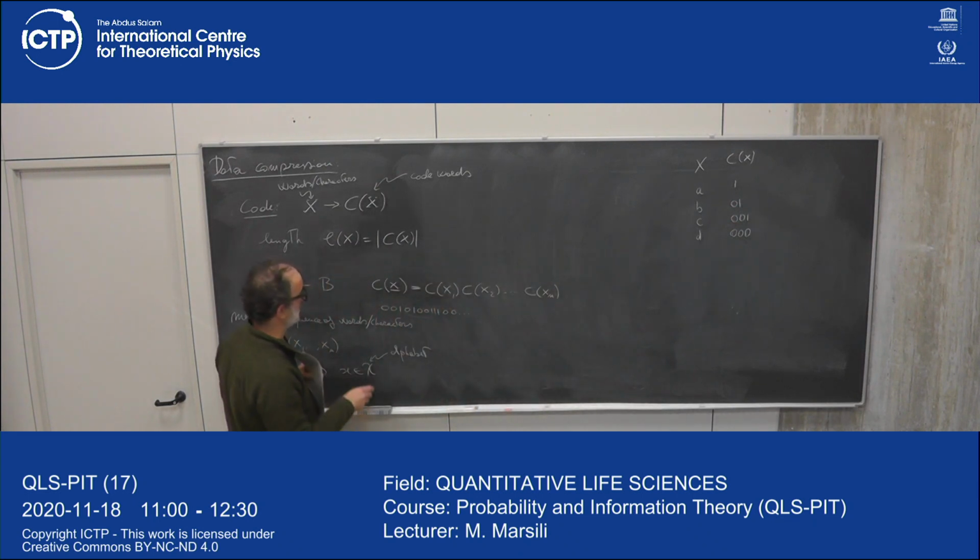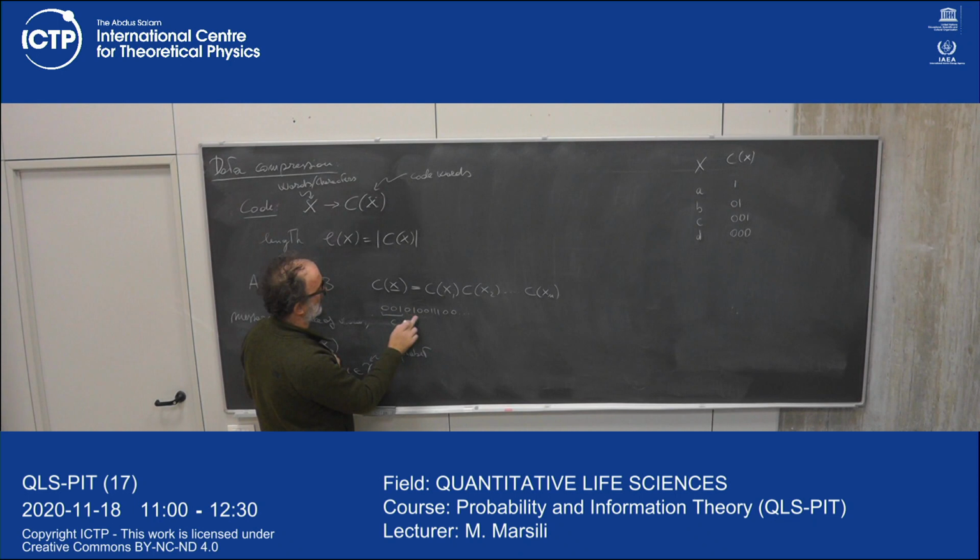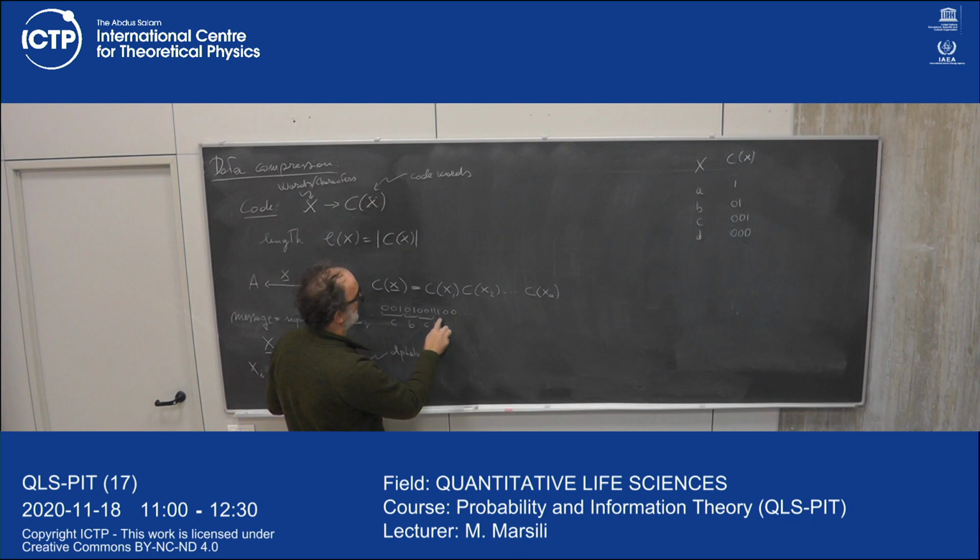So, for example, if you look at this message here, this would correspond to a C, and then here you have a 1, 0, 1, which corresponds to a B. Then you have a 0, 0, 1 that corresponds to another C. Then this one would correspond to an A, this one to another A, and so on.